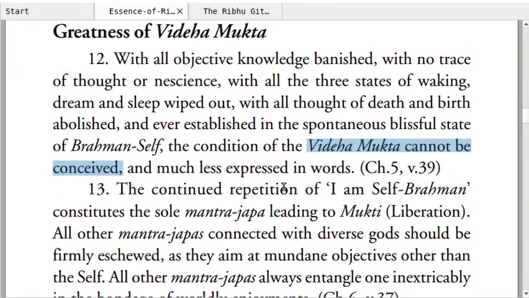This condition cannot be conceived because we do not have any experience to back our words, do we? We will never know. So what I do is I try to explain it in our experience. Sometimes Videha Mukta, it is almost like somebody who is asleep. There is no body, there is no world, there are no thoughts, there is no knowledge, and there is no ignorance. Like he's saying, no trace of thought or nescience. Nescience is ignorance. There is nothing in deep sleep.